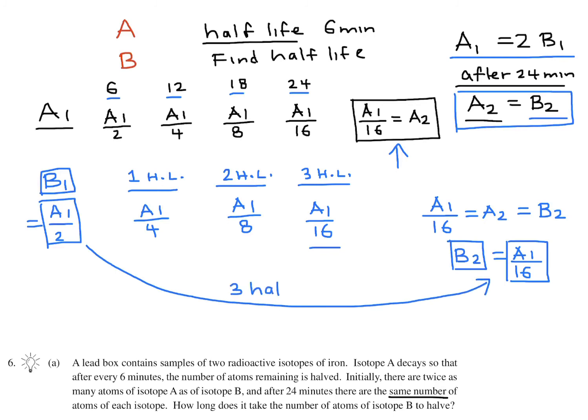Now, how many minutes is each half-life? Well, how many minutes did it take to go from B1 to B2? 24 minutes, correct? 24 minutes, and that represents 3 half-lives. So each half-life for B is 8 minutes. So that is what they're asking. How long does it take the number of atoms of isotope B to halve? It will be 8 minutes.